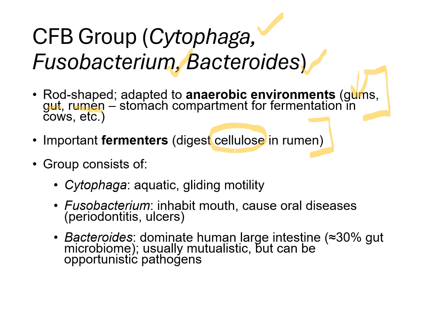For these bacteria, Cytophaga are aquatic bacteria that can glide, so they can move around and they live in aquatic environments. For Fusobacterium, they live in the mouth, but they can cause periodontitis and ulcers. So this is gum disease and ulcers. And then Bacteroides make up about 30% of the human large intestine microbiome. So that's a huge fraction of the bacteria in our large intestine. And they're usually mutualistic, so they're usually good for us, but sometimes they're opportunistic pathogens.